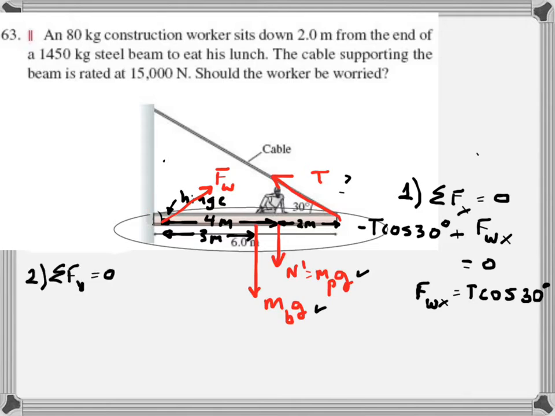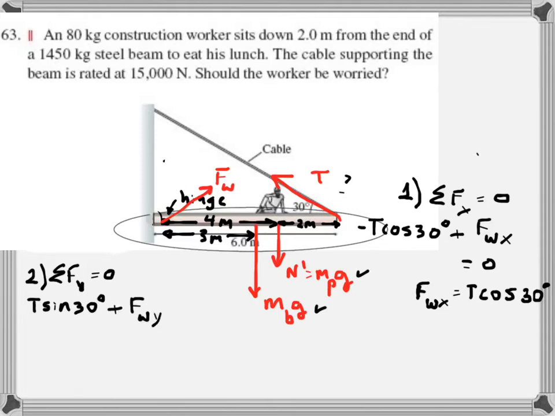So another equation that we can write is, of course, exploit the fact that the beam is not accelerating vertically, so the sum of the forces in the y direction is 0. All right, so the sum of the forces in the y direction must be 0 because there's no acceleration. And what are the forces in the y direction? So the tension has a vertical component. T sine of 30 degrees gives you the vertical component.